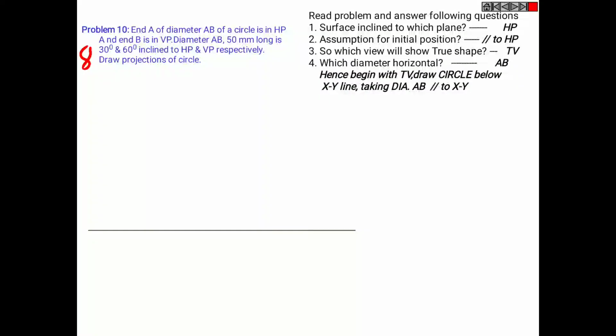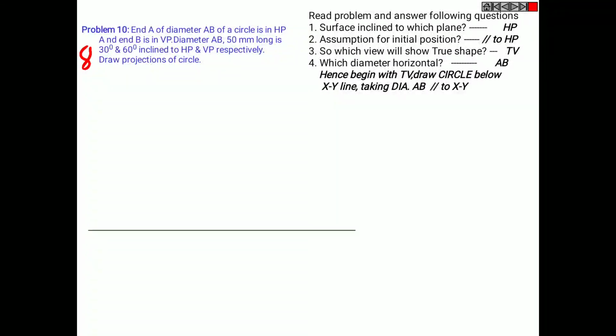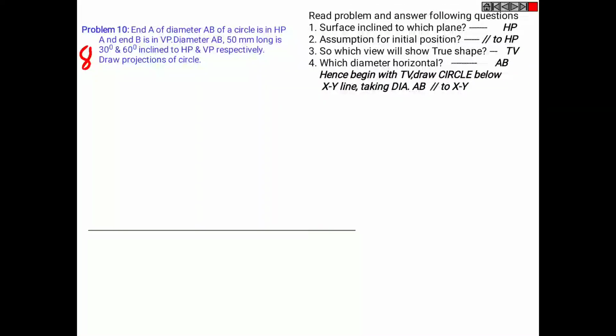Before the construction, answer the questions carefully. Surface inclined to which plane? It is to HP. The assumption for the initial position is parallel to HP. So which view will show the true shape? It's your top view. And which diameter is horizontal? AB. So hence begin with the top view.